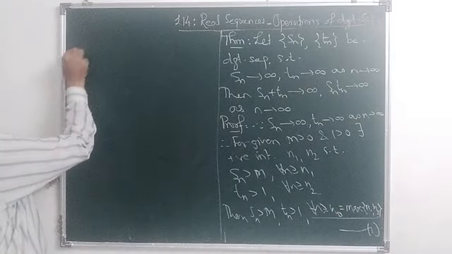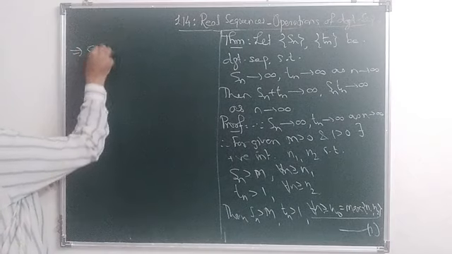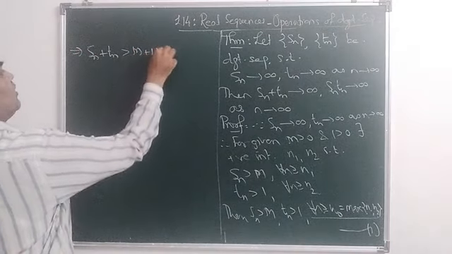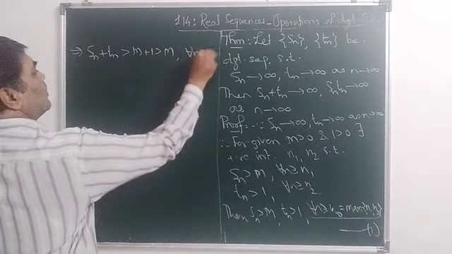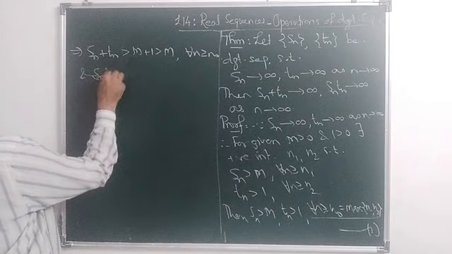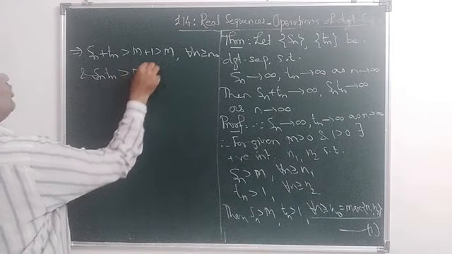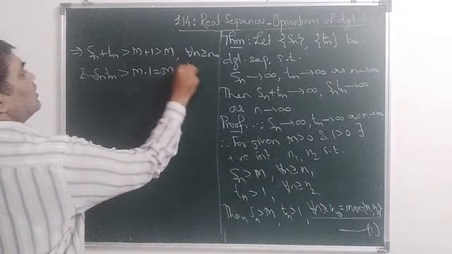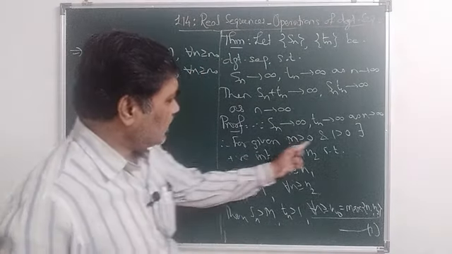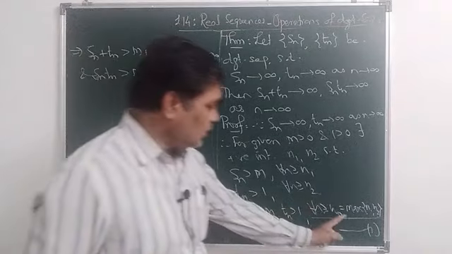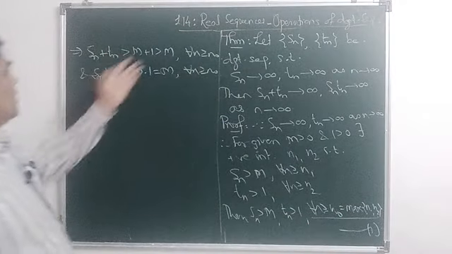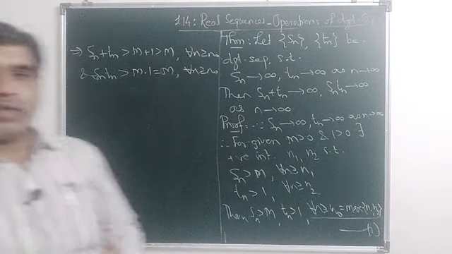This implies mod of Sn plus Tn is greater than m plus 1, greater than m, for every n greater equal n0, and Sn into Tn is greater than m into 1, which is equal to m, for every n greater equal n0. So what we proved: for given m greater than 0, there exists positive n0 such that Sn plus Tn is greater than m, Sn into Tn greater than m.